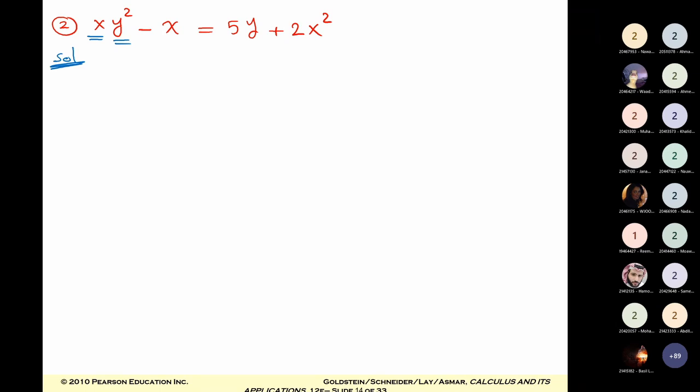Here x y square, this is a product, so we differentiate the first and keep the second, plus keep the first and differentiate the second, which is the first rule we took in the lecture. Okay, so the derivative of x is 1 multiply by y square, plus the first function x multiply by the derivative of the second, 2y. Since we differentiated y now, we multiply it by y prime.